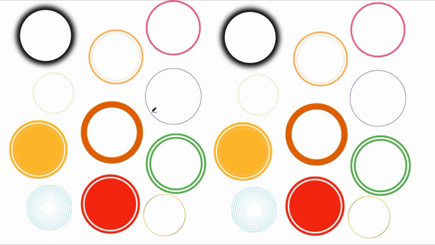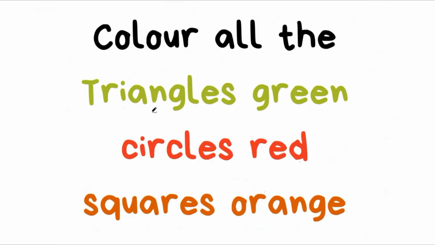Now, how can we look at different shapes, for example, triangles, squares, and circles, and decide that they are different? We know that a triangle has 3 sides, a square has 4 equal sides, and a circle is round. Let's find out if you understand this. Color all the triangles green, circles red, and squares orange.